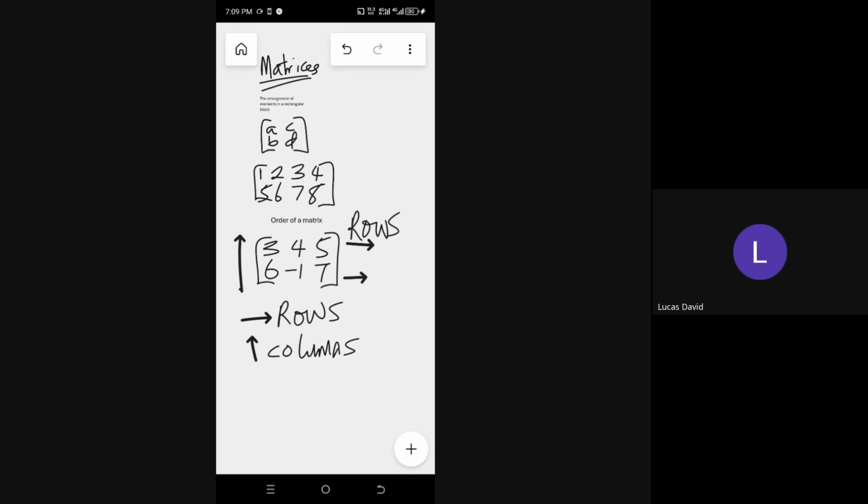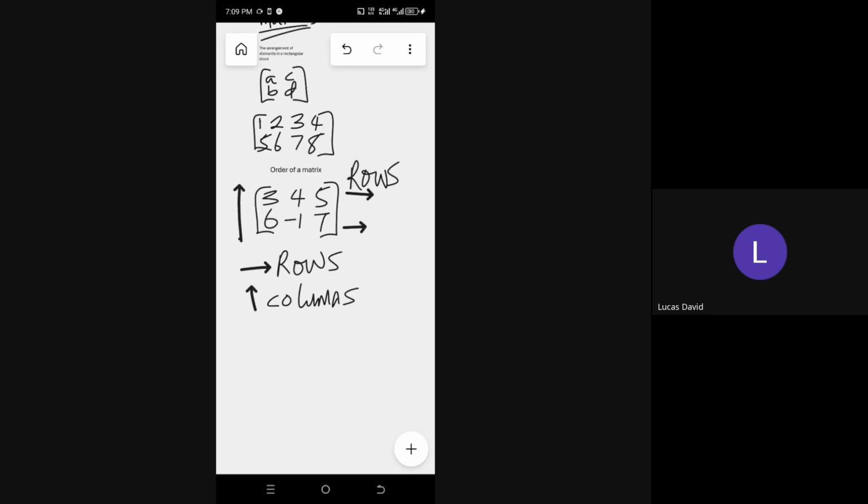You see the rows, that there are two rows, two horizontal arrows. If you count horizontally, you have two rows. Then for the columns, if you're counting vertically, let's count the columns here: 1, 2, and then 3. So there are 3 columns. And if you count the rows horizontally, 1, 2. So there are 2 rows and 3 columns.